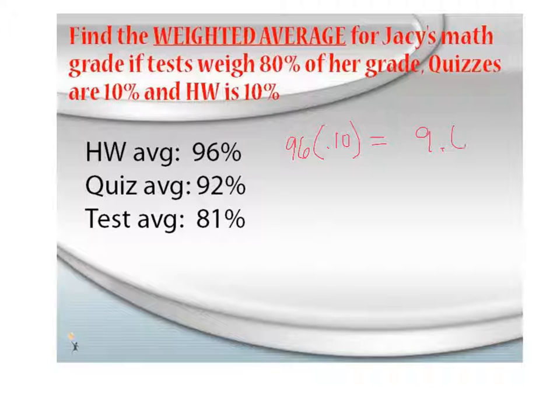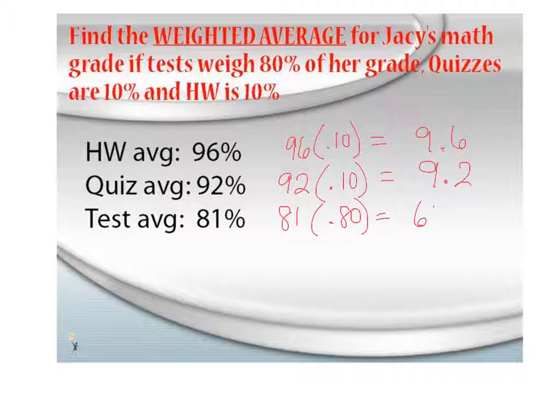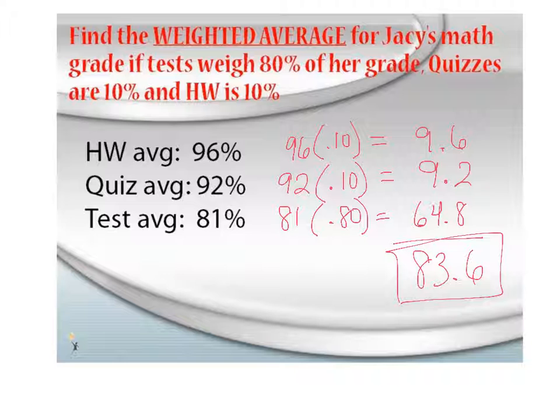Well, that's just 9.6. And her quiz average, that's a 92, but I have to multiply that by the weighting it gets. So multiply by 0.10, again, because quizzes were also 10%. Well, that's 9.2. And tests, where she's getting an 81% right now, weigh most of the grade. It's 80%, so I take it times 0.80. That multiplied gets me 64.8. And then when I add those all up, I end up with an 83.6. And that is actually what JC's grade is going to be.